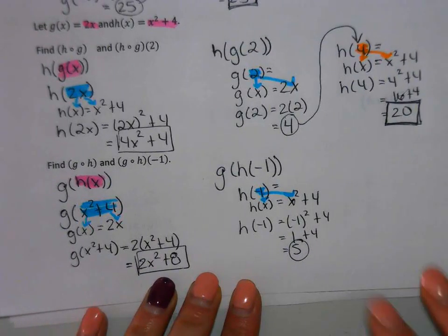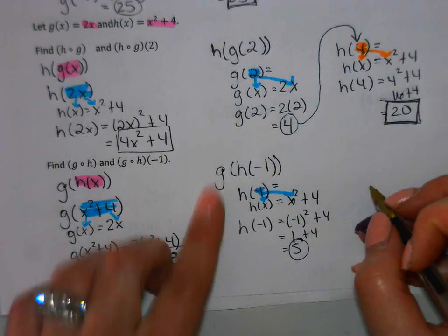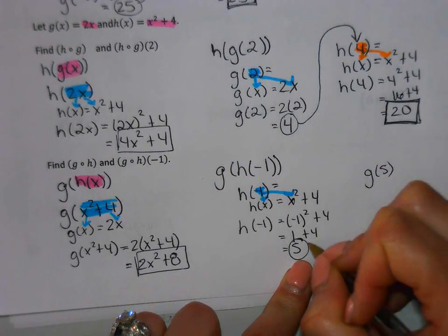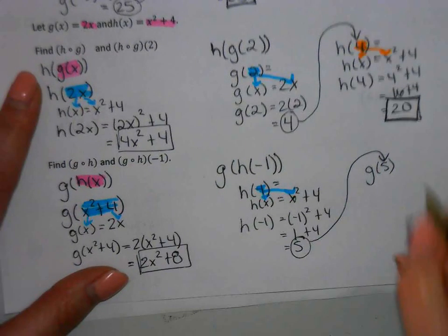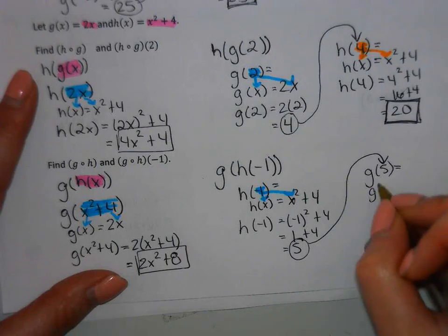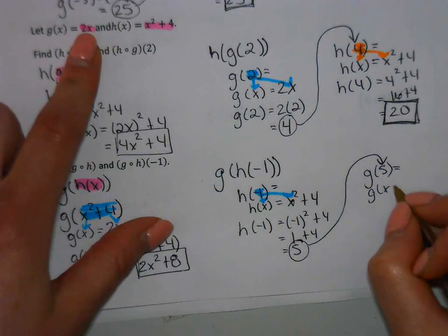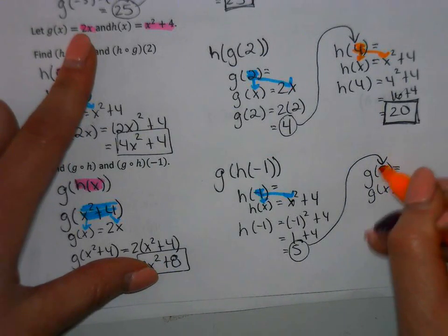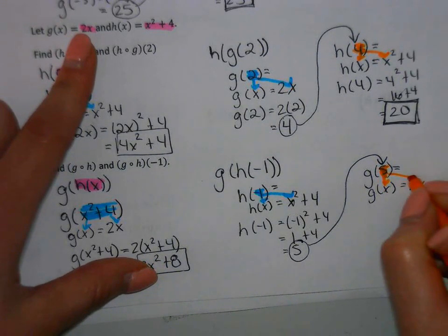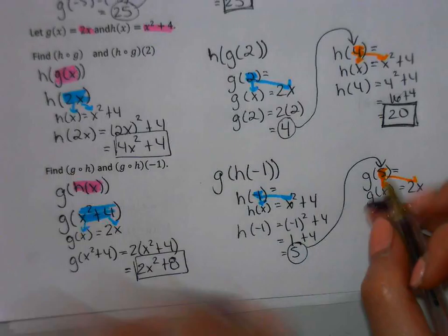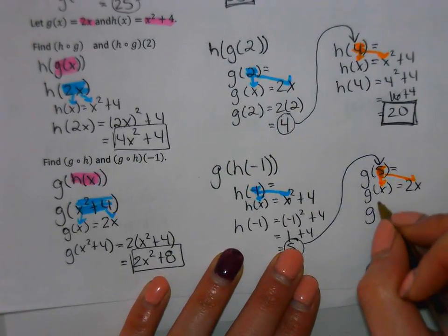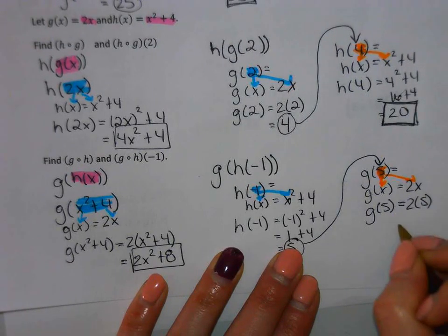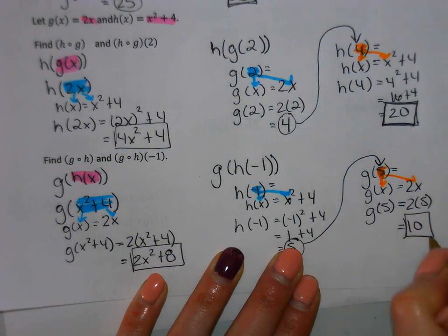So we're going to take that solution. Now we're going to find the function of g of 5. And that comes from what we just found. So the g of x, remember, it equaled 2x. So we're taking 5, substituting it for our x. So g of 5 equals 2 times 5. So our final solution is 10.